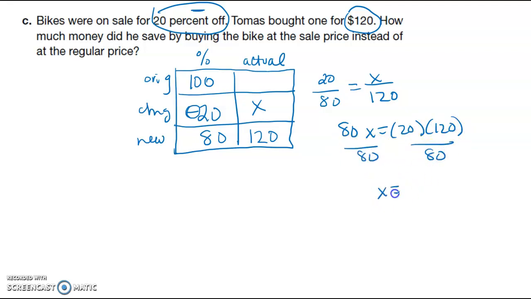I think the math part is hopefully the easier part of this. Like I said, it's the ratio box that everything hinges upon. And I get that he saved $30. Way to go, Thomas.